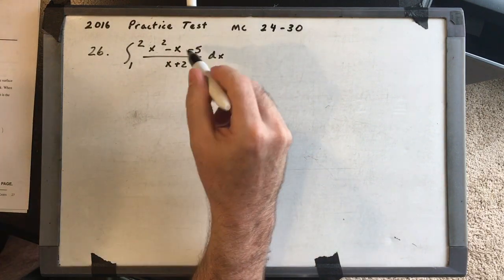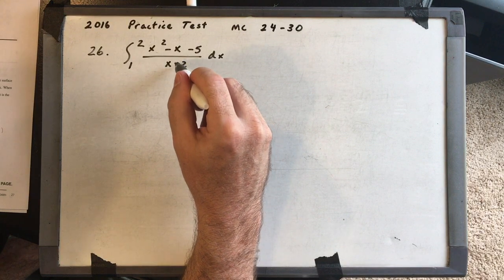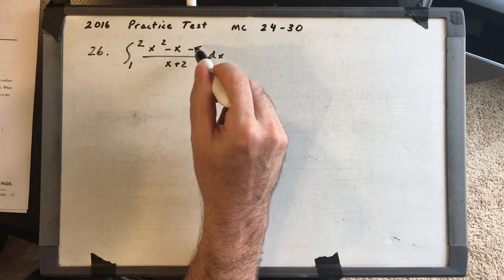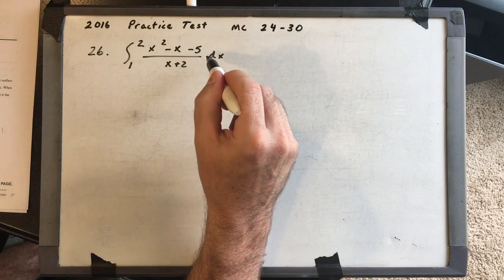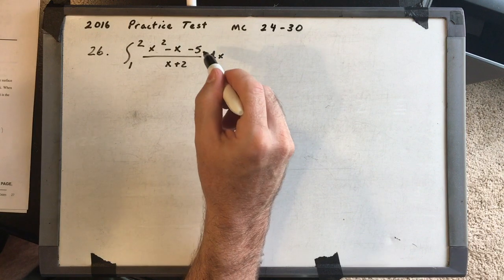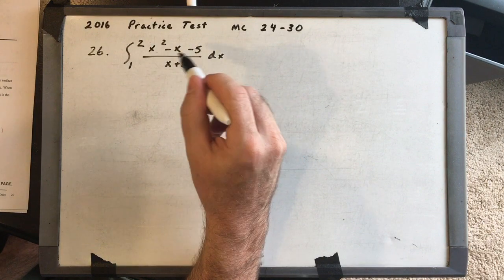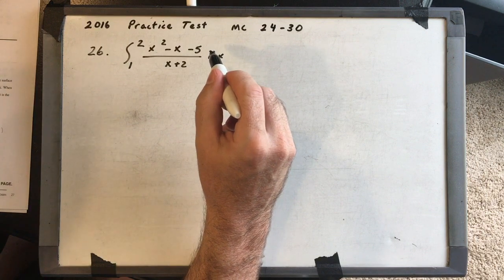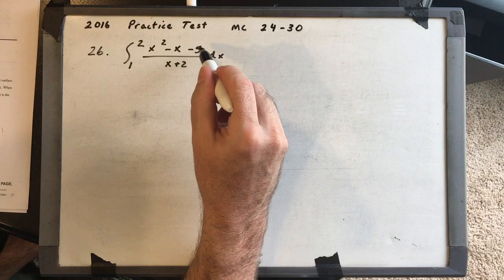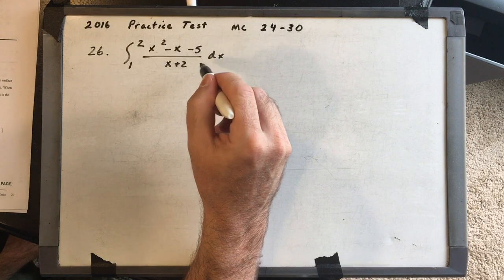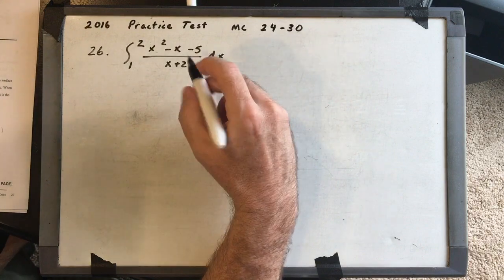And what you have to do is use long division of polynomials to divide x plus 2 into x squared minus x minus 5, which you might have done in Algebra 2, but you probably didn't. I have never worked one on an official AP test. This is the only one I've ever seen where you have to use long division to simplify an integral. So I really don't think you're going to see one like this on the 2020 test.